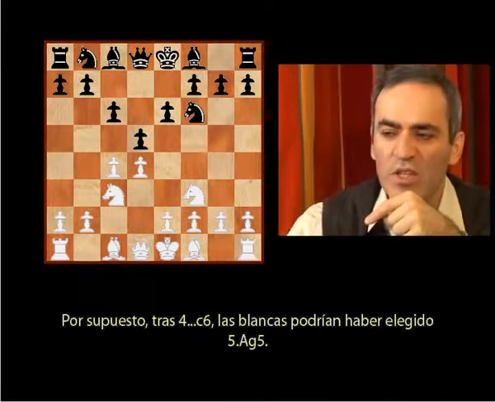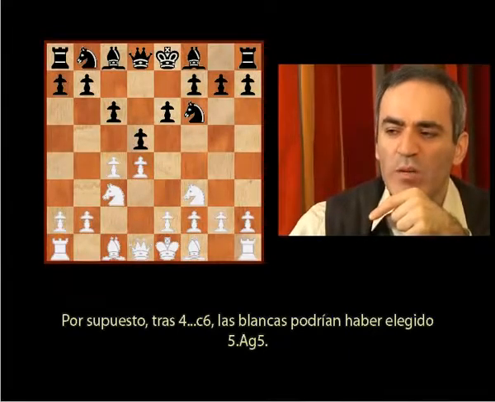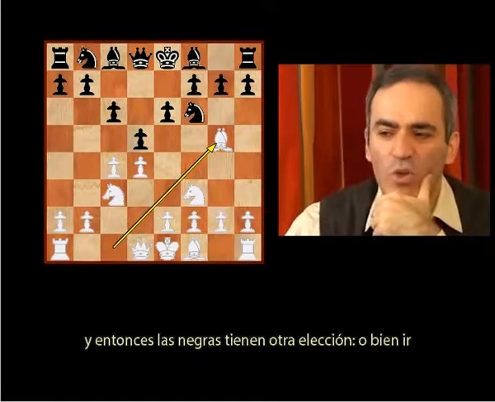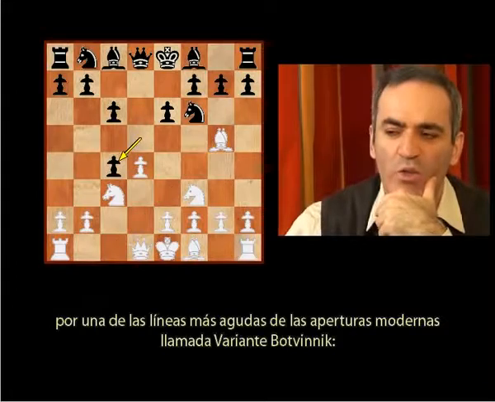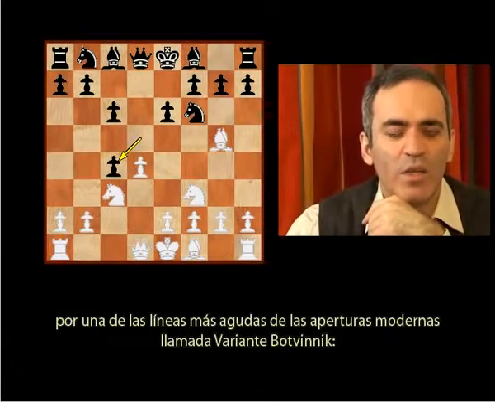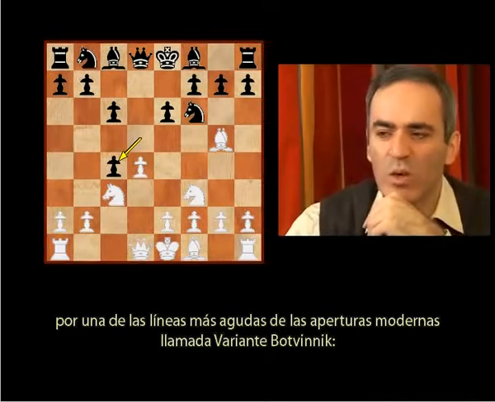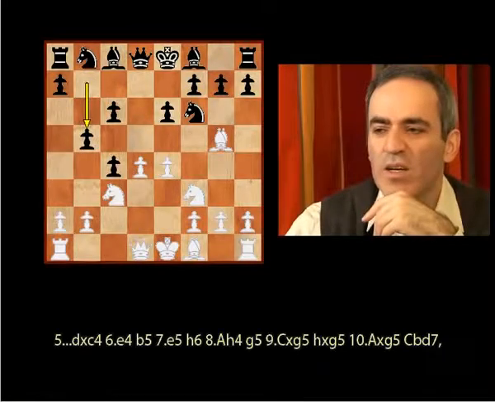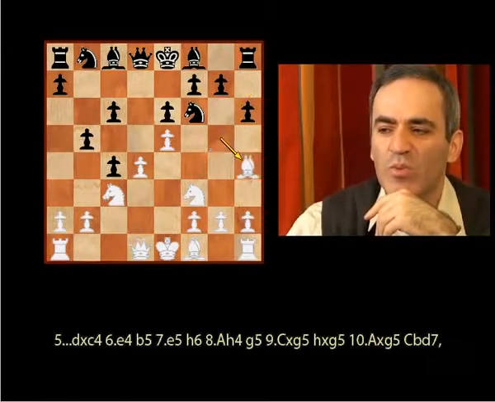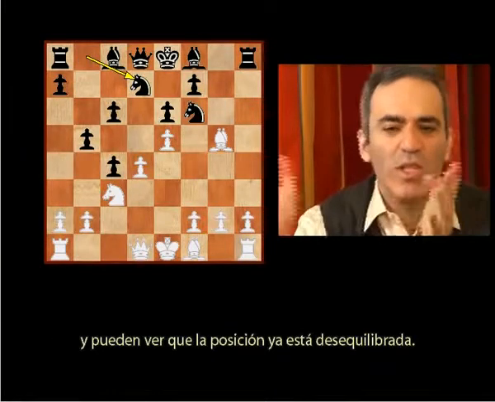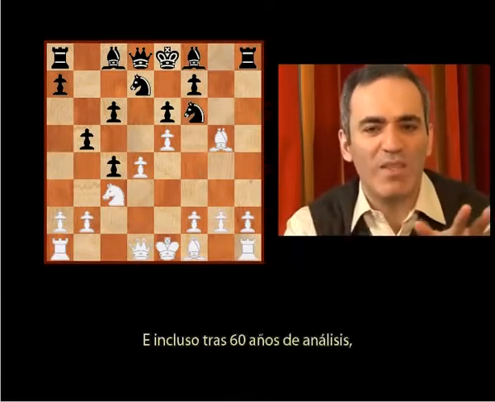Of course, after c6, White could elect playing Bishop g5, and then Black has another choice, either to go to one of the sharpest lines in the modern openings, called the Botvinnik variation: dxc4, e4, b5, e5, h6, Bishop h4, g5, Knight takes g5, h5, Bishop g5, Knight bd7, and you could see that the position is already off the balance.